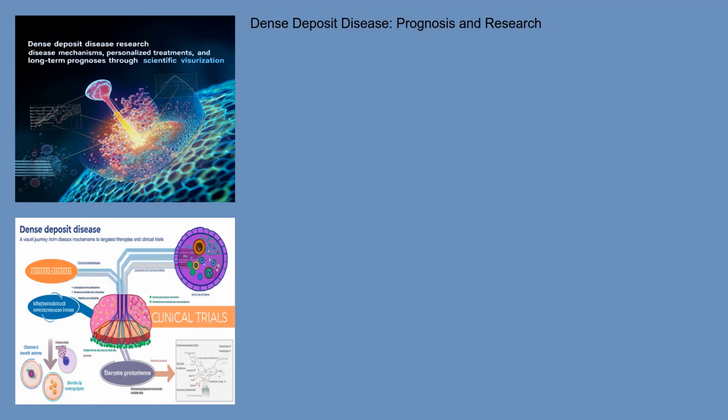Some individuals may experience a slow and gradual decline in kidney function, while others may progress to kidney failure more rapidly. A significant proportion of patients eventually require dialysis or kidney transplantation. Recent research is focused on understanding the underlying genetic and immunological mechanisms of the disease, as well as developing targeted therapies that can specifically address the abnormal complement activation. New complement inhibitors are being investigated in clinical trials, offering hope for improved outcomes in the future.